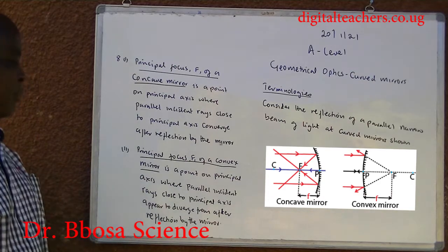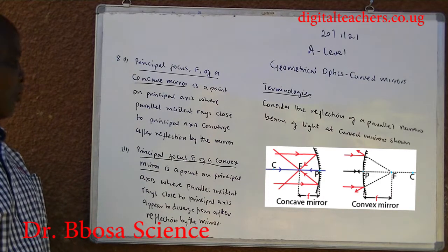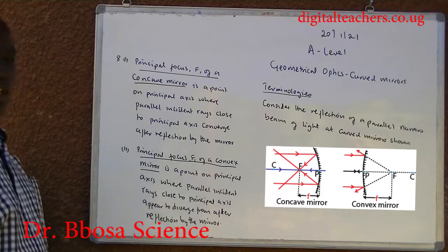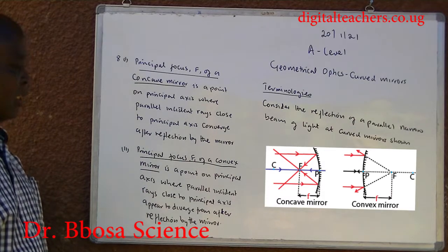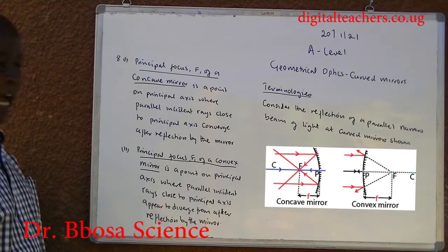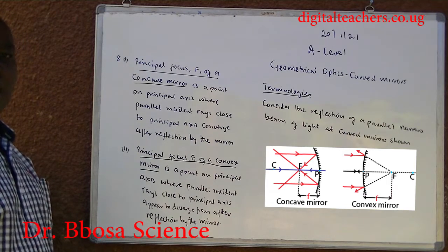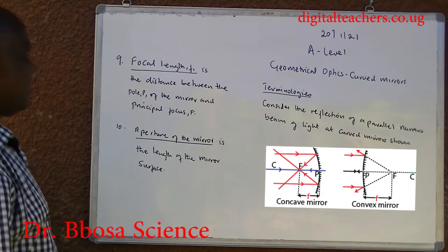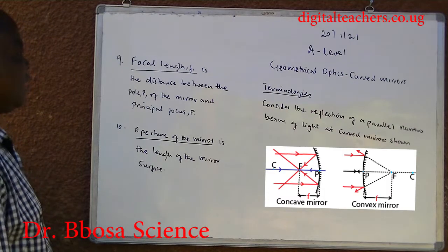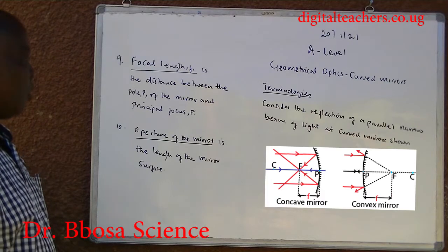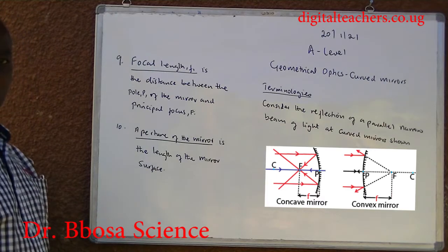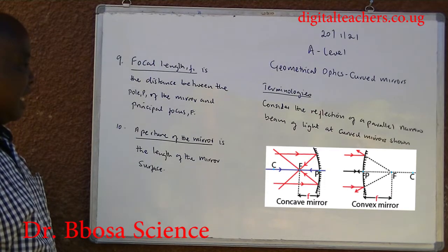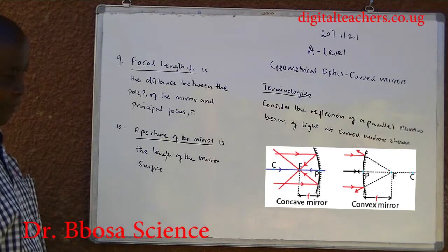(ii) Principal focus F of a convex mirror is a point on the principal axis where parallel incident rays close to the principal axis appear to diverge from after reflection by the mirror. 9. Focal length f is the distance between the pole of the mirror and the principal focus F. 10. Aperture of the mirror is the length of the mirror surface.